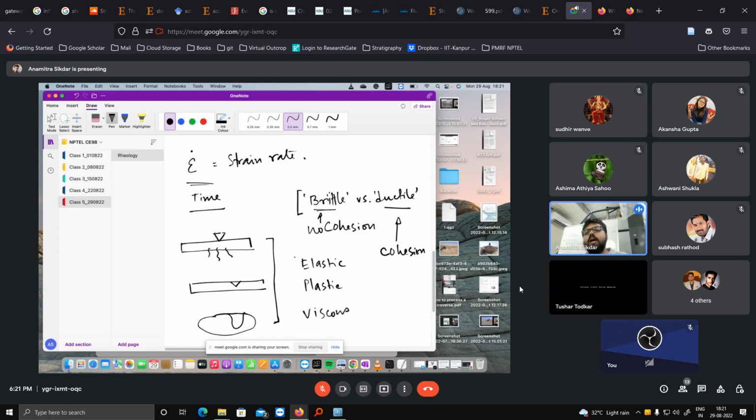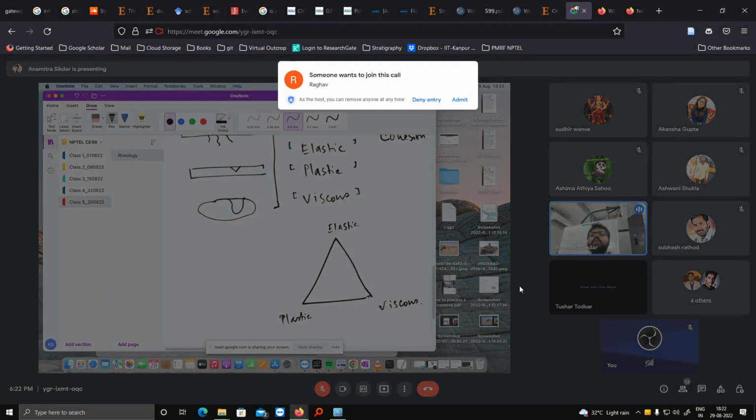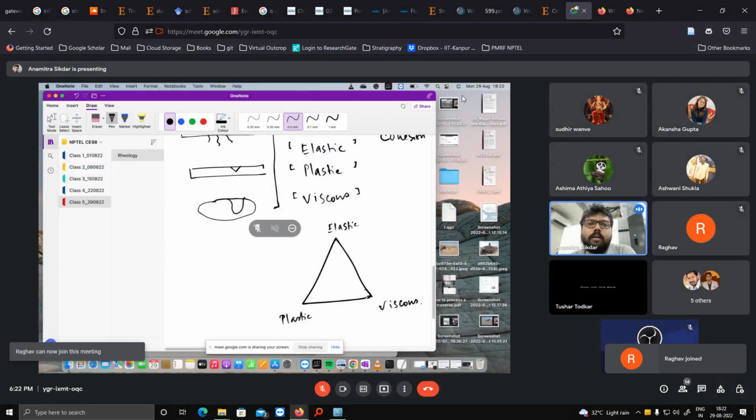So these are the three end members. You are familiar with the term end members, right? If you want to, draw a triangle and put elastic, plastic and viscous at the corners. So these are the three end members in which a rock can be deformed in geological time scale.